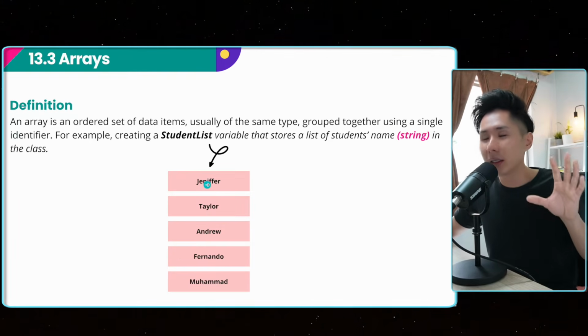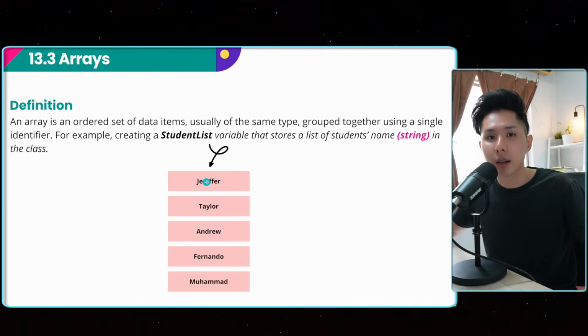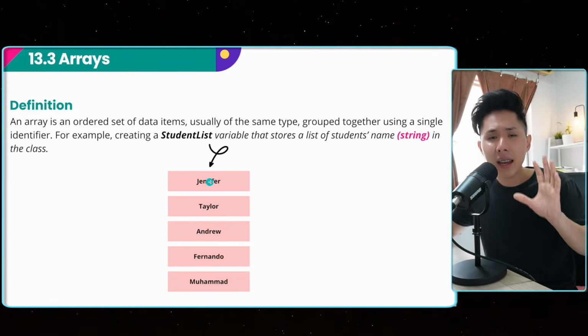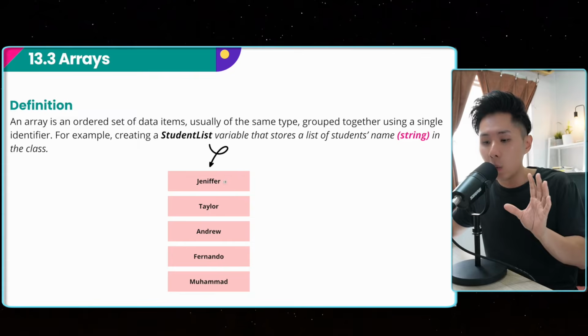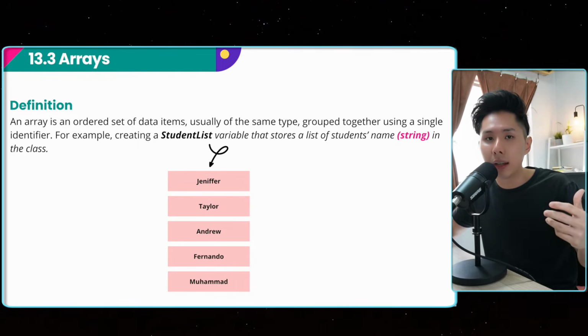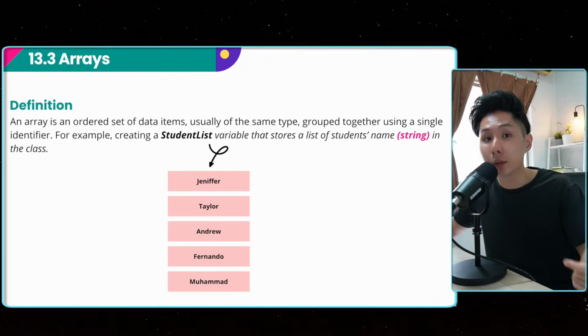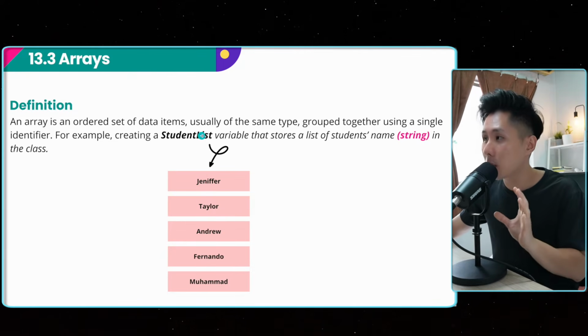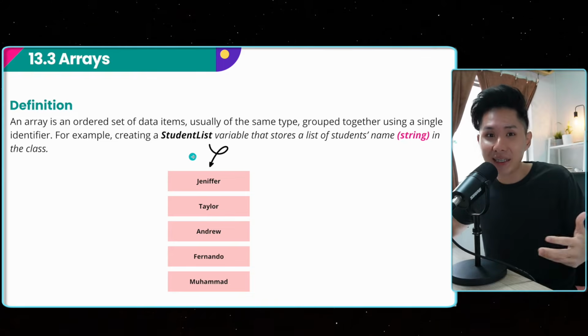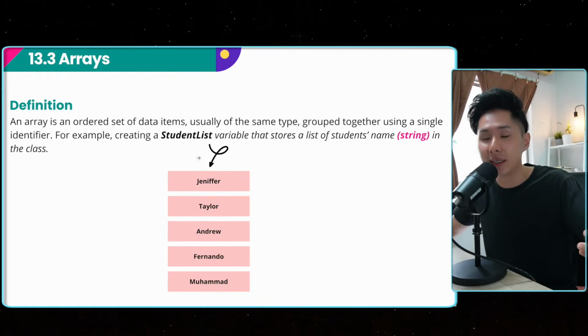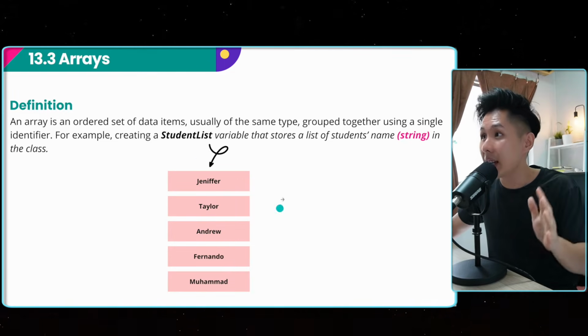Now, let's look into the most commonly used data structure called array. And in the last video, we learned that we can assign a value to a variable, but that is a limit because you can only assign one value to it. But what if you have a variable called student list? It's a list, right? You need to store a list of students' names. That's when an array comes in.